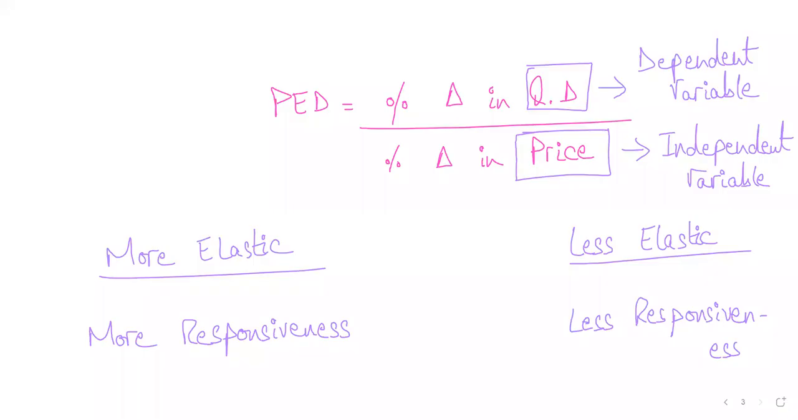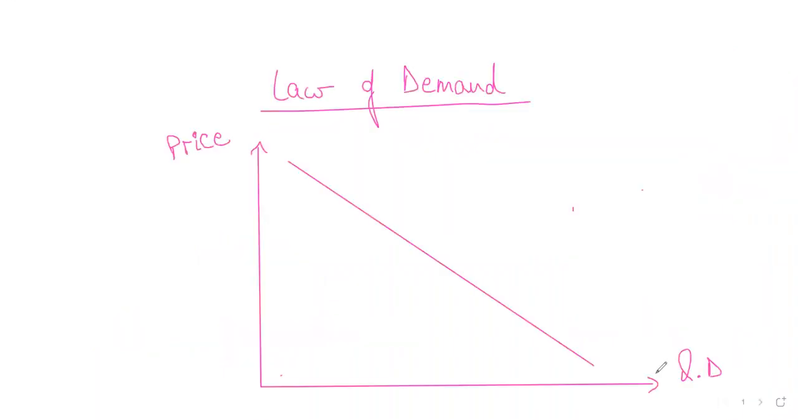Is everything clear so far? Right. Okay. Now, this is price elasticity of demand, which is not contrary to the law of demand.